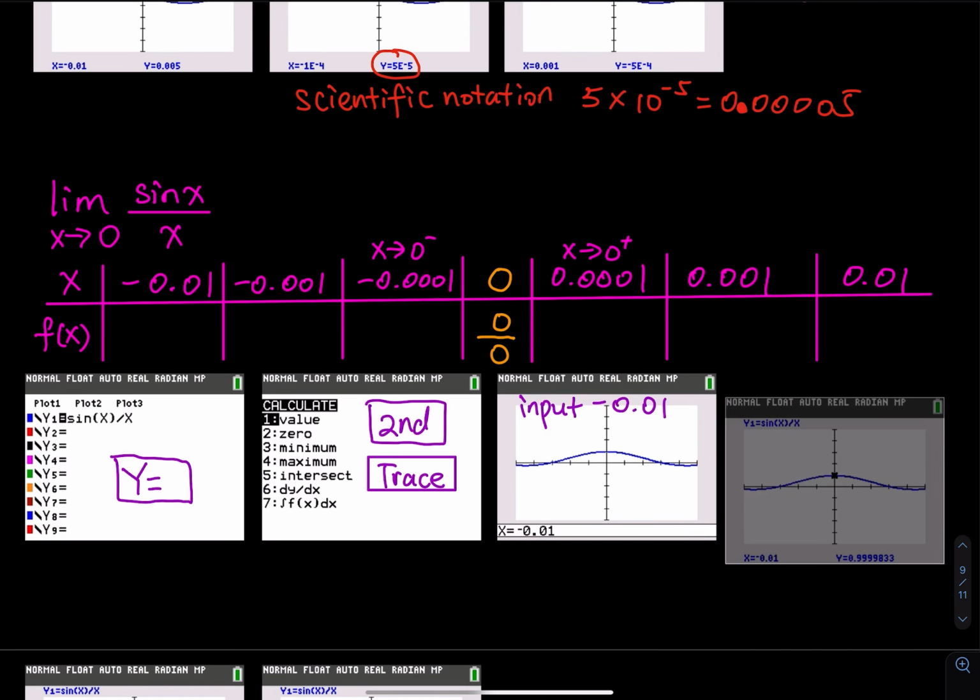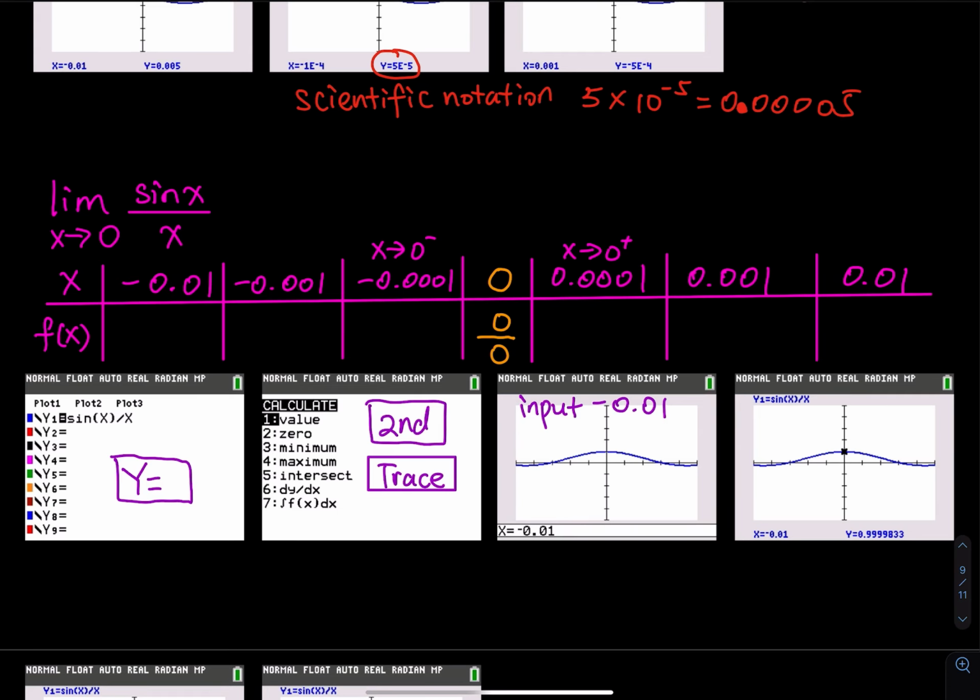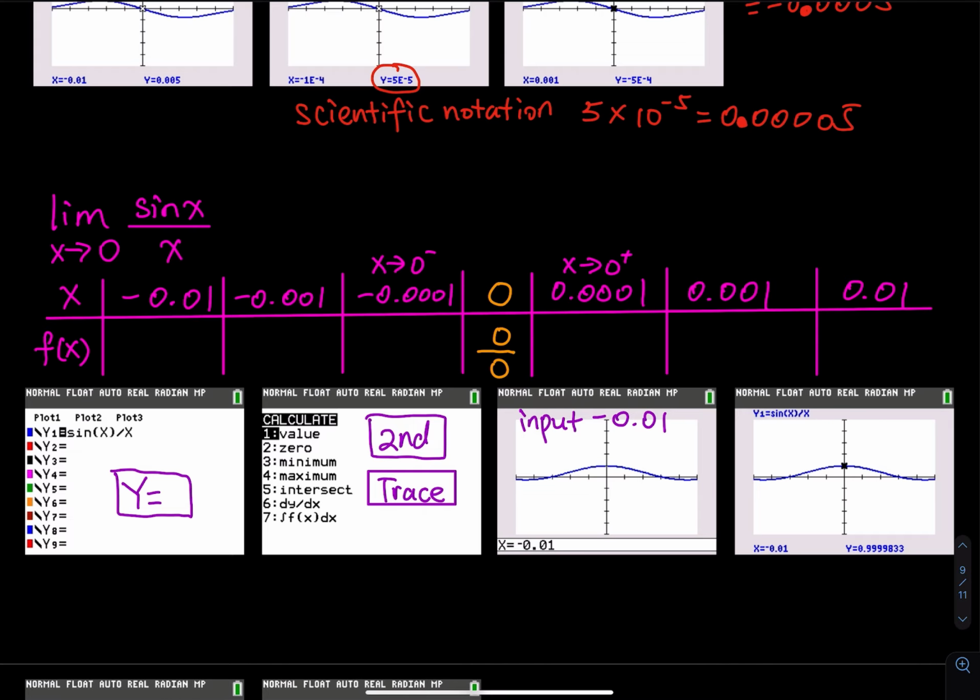Next, we have sine of x divided by x. So you go back to the y equal, make sure you clean up all the functions, and then you have to input the function. Oh, by the way, there is something that I forgot to mention.